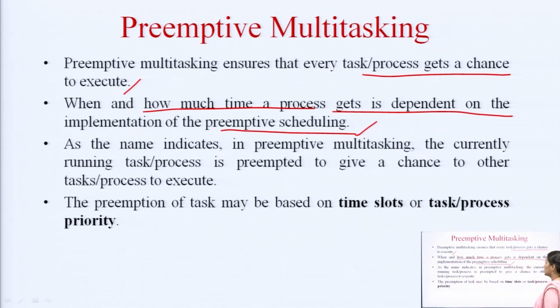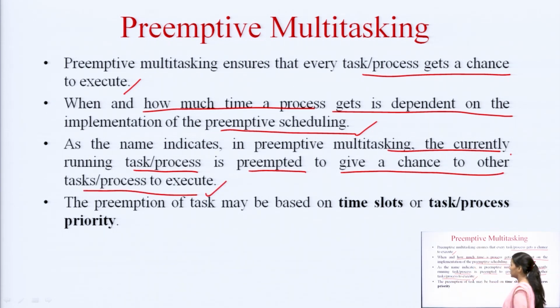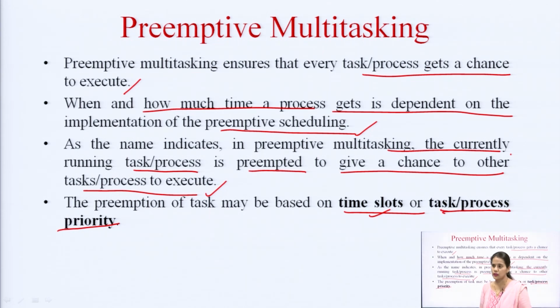As the name suggests, in preemptive multitasking, the currently running task or process is preempted to give a chance to another task or process to execute. The preemption of the task may be based on time slots or task or process priority. It depends on what scheme or algorithm is being used. Maybe the task or process is preempted based on time slots. In the time slots scheme, there will be a particular time period for which the task can be executed, and then it has to be preempted. Otherwise, there may be priority conditions: if a higher priority task arrives in between the execution of a lower priority task, then obviously the lower priority task will have to leave the hold of the CPU and the higher priority task will be executed. So, this is the way of preemptive multitasking.